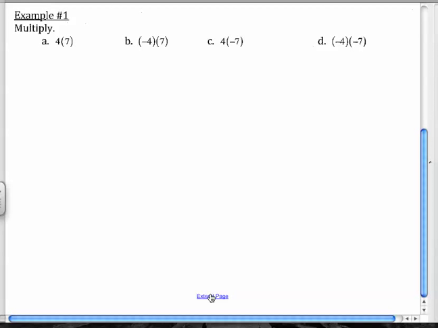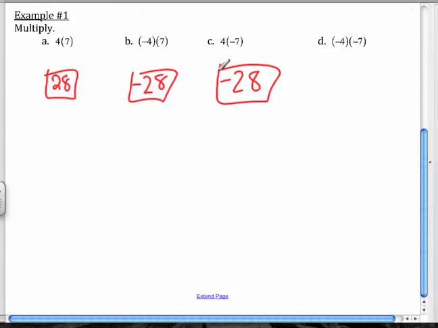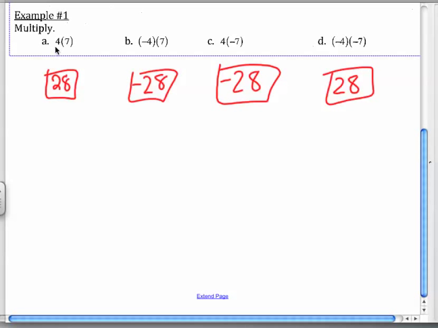This first one says 4 times 7. Jackson, 4 times 7. 28. Thank you, 28. Beautiful. Negative 4 times 7. Devin. Negative 28. 4 times negative 7, Gordy. Negative 28. And then negative 4 times negative 7, Hugh. 28. Positive 28.